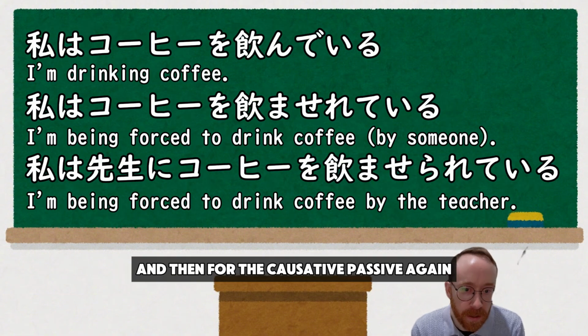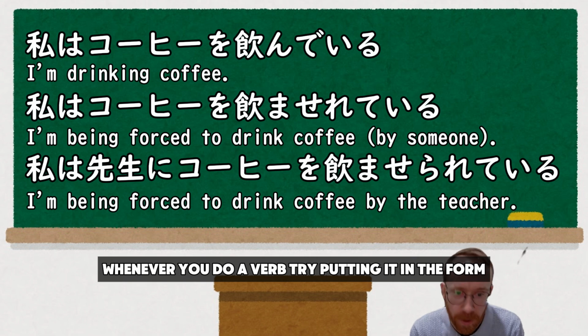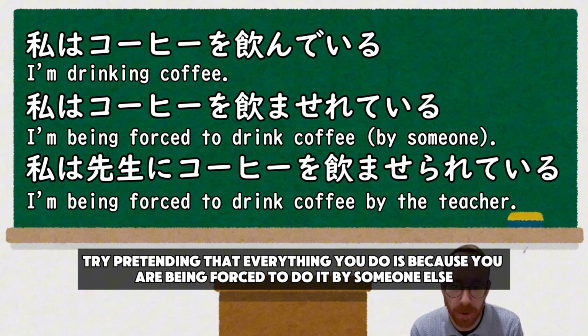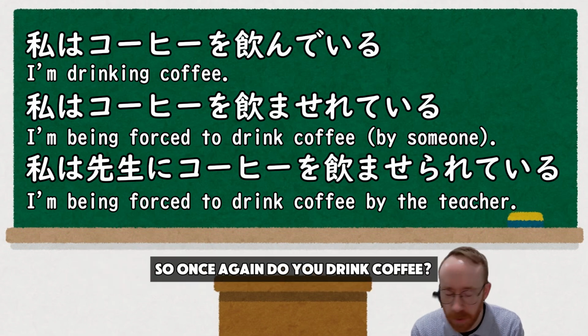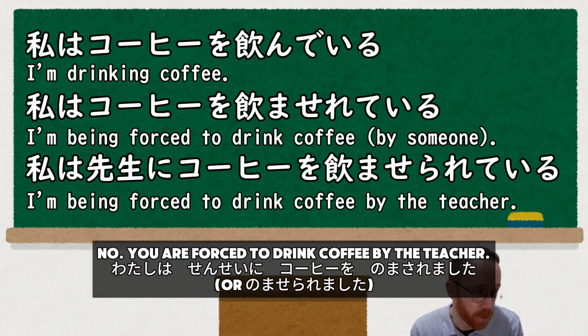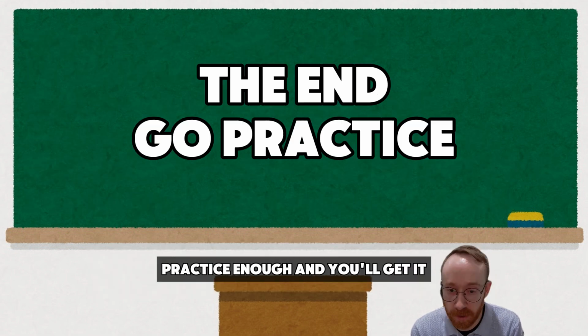And then for the causative passive, again, whenever you do a verb, try putting it in the form. And once you're comfortable with that, try pretending that everything you do is because you are being forced to do it by someone else. So once again, do you drink coffee? No. You are forced to drink coffee by the teacher. Watashi wa sensei ni kohi o nomasaremashita. Practice enough, and you'll get it.